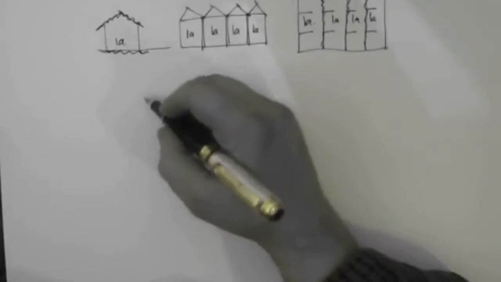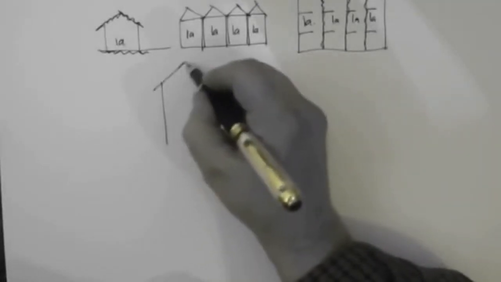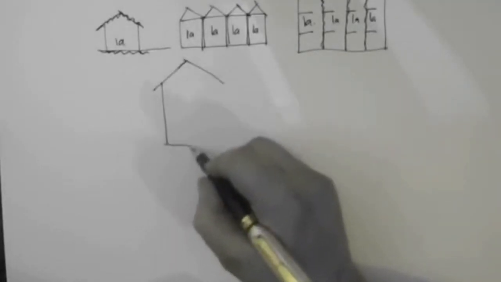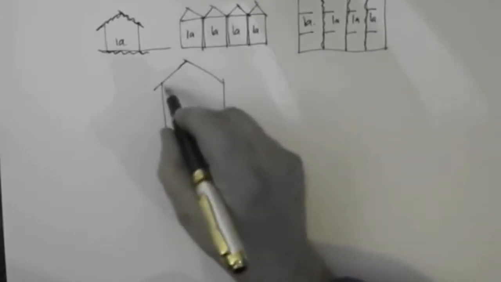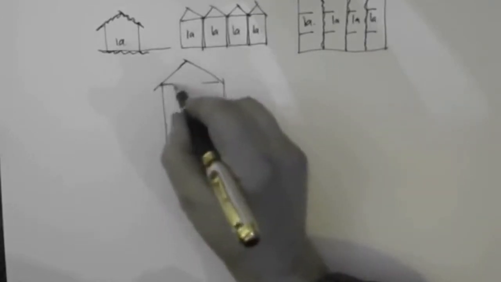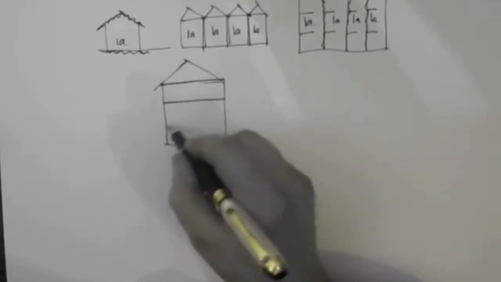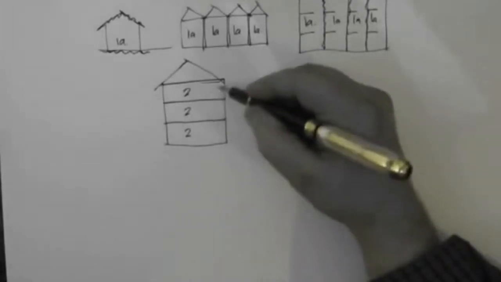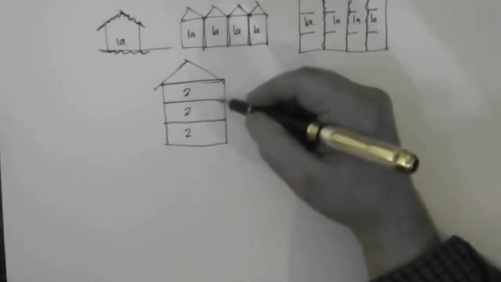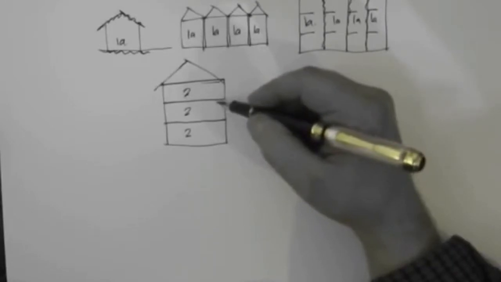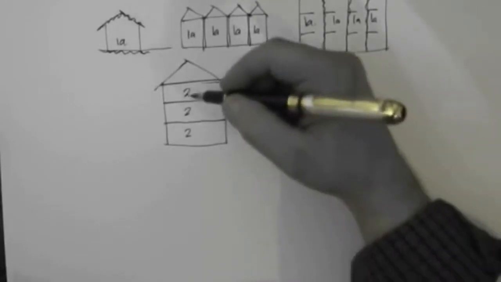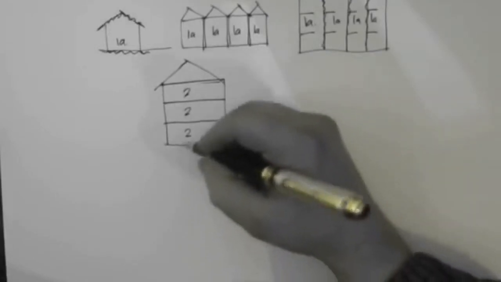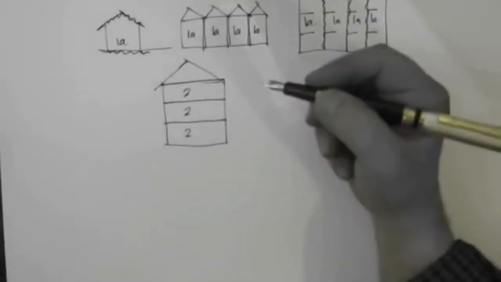A Class 2 is a little bit different. Class 2s, they're on top of each other. Still looks like a 1A, has the same facilities as a 1A. The only difference in a Class 2 is that it is on top of another use. Could be the same Class 2. So this is a 3-story Class 2 building.